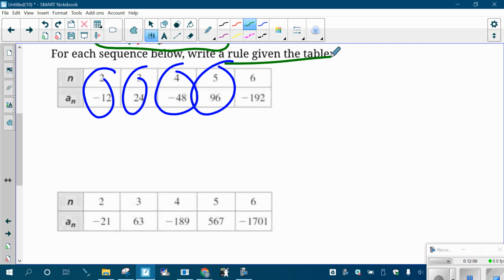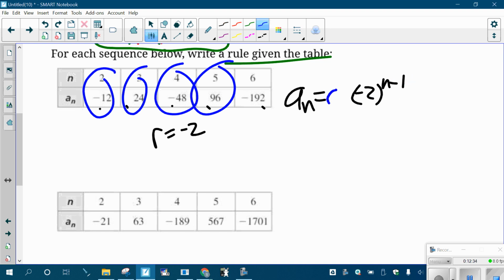Okay, so what they're asking us to do here is just write a rule. Okay, I'll do this first one, I'll let you guys do the next two. Looking at these terms, it's not arithmetic. I'm not adding or subtracting the same thing. I am multiplying by the same thing. That thing I'm multiplying by is -2. So when I go to write my formula, I'm like, okay, geometric formula. Uh-oh. I don't know the first term.